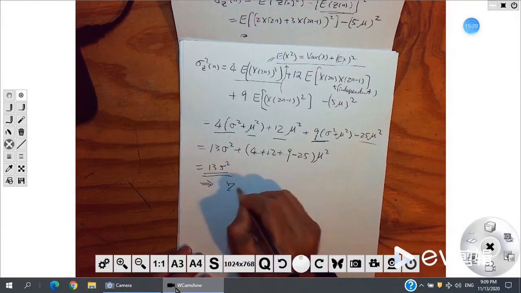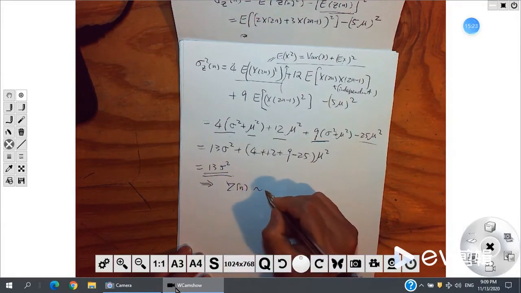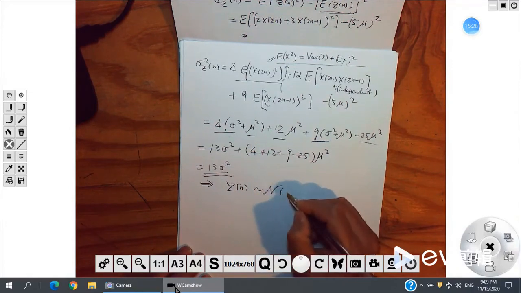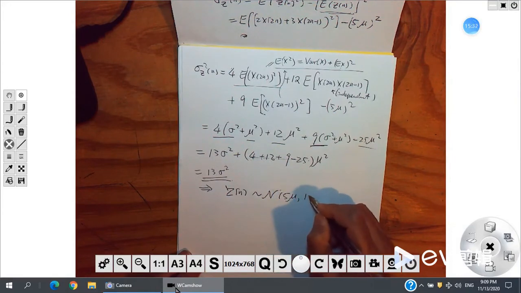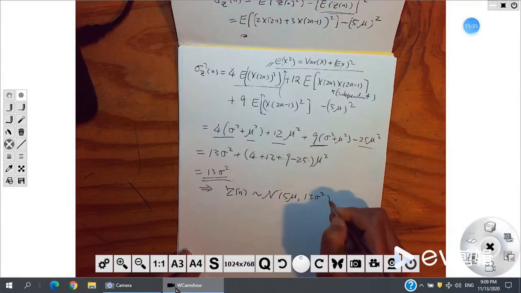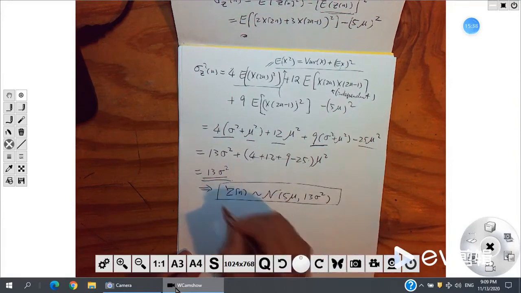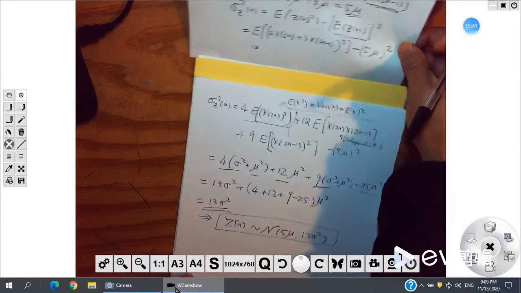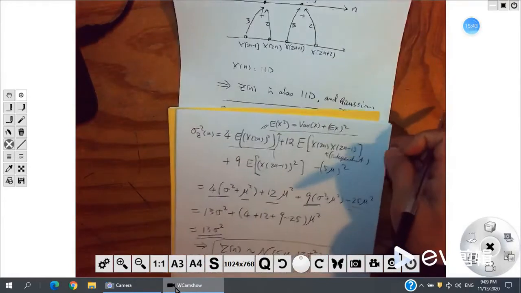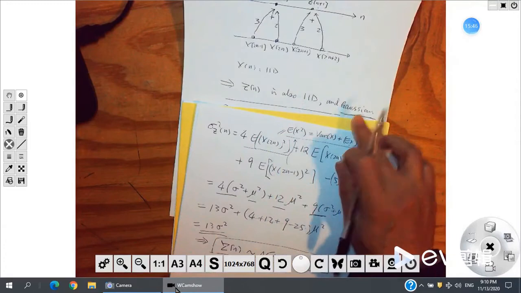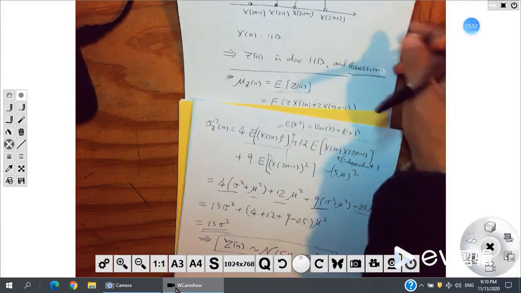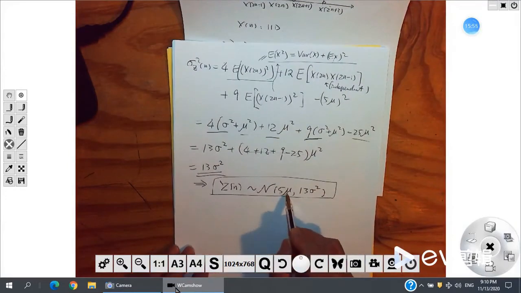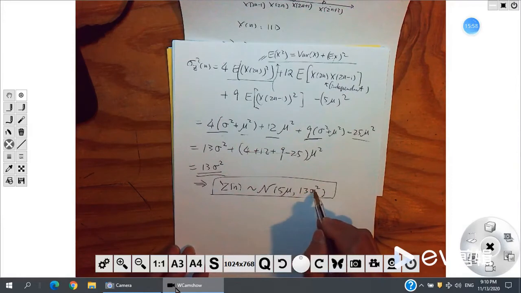By this we can claim that Z of n obeys the normal distribution with expectation value 5 mu and variance 13 times sigma squared. So we have this Z of n. Now we clearly know what it is. Z of n is an IID process, independent and identically distributed, with the Gaussian being this one: mean is 5 mu and the variance is 13 times sigma squared. So this is Z of n.